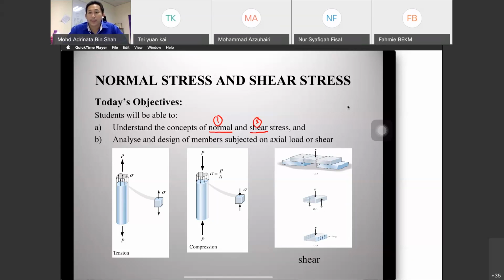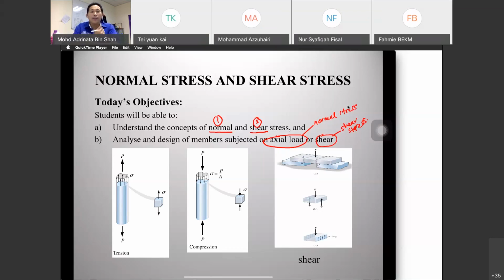So there are two stress types that we will learn today, and the other objective is to analyze and design members subjected to axial load or shear load. Axial load is about your normal stress, and shear load is shear stress. So you have to learn two basic stresses in this chapter.